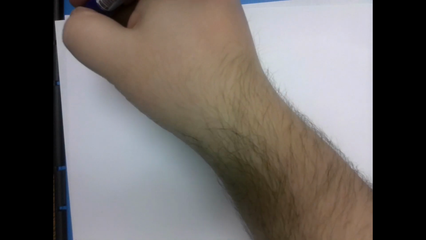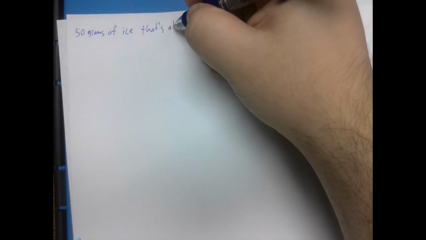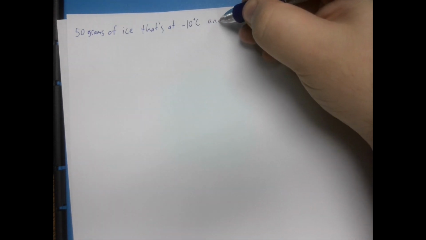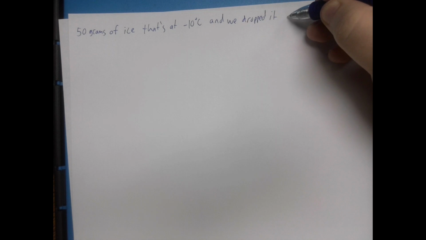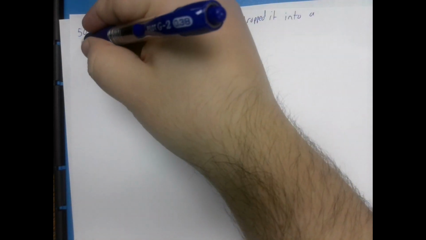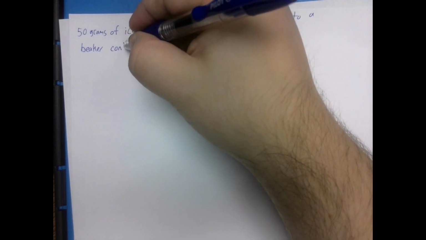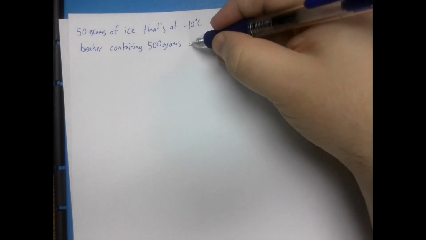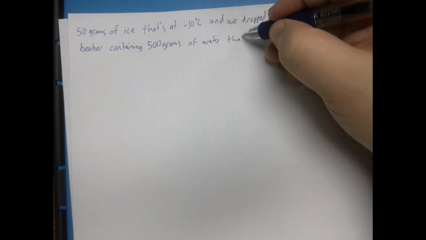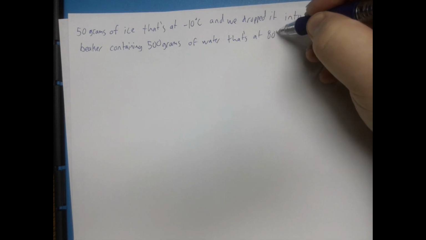Let's work on a simple problem. Suppose we had 50 grams of ice that's at negative 10 degrees Celsius, and we dropped it into a beaker containing 50 grams of water that's at 80 degrees Celsius.